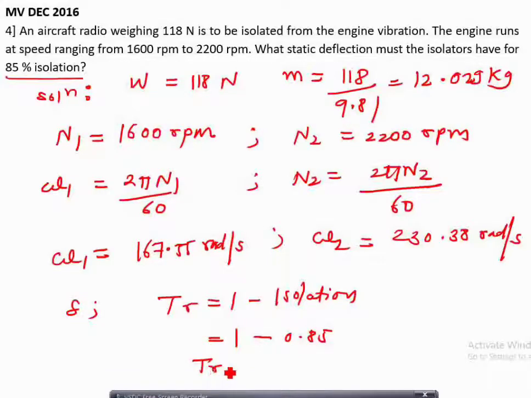So transmissibility is equal to 0.15, obviously less than 1. So r will be greater than root 2, and you will always find r greater than root 2, because as the value of r goes on increasing, that is, as the value of r is greater than root 2, you are getting a better isolation.